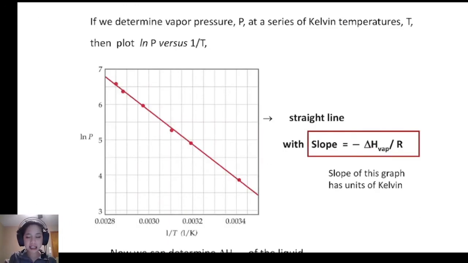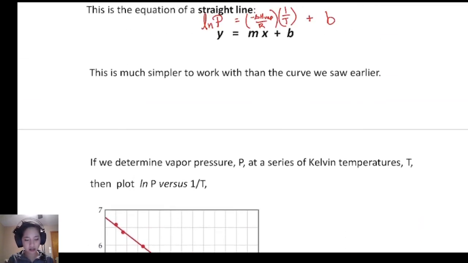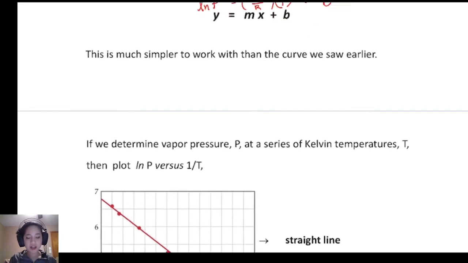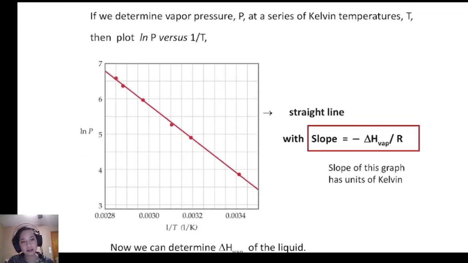So if we take that linear line that we came up with in that last slide, right here, our linear line, ln of pressure equals negative delta H vap over R times 1 over T, which is our X, plus B, a constant. Now we have a straight line. I like straight lines. They're a lot more straightforward to work with. They're just easier to work with, all right?